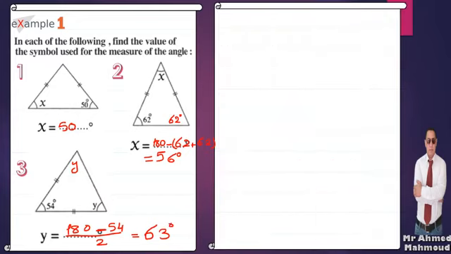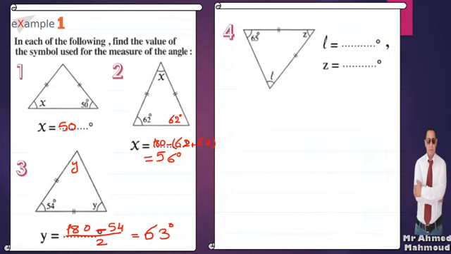The next one, here we have the base, the legs are those two sides, then this one 65 and this one also 65 degrees, then L equals 65 degrees. To find Z, we are going to do 180 minus open bracket 65 plus 65, it's equal 50 degrees, then Z equals 50 degrees.